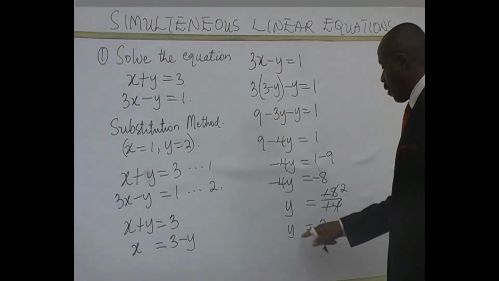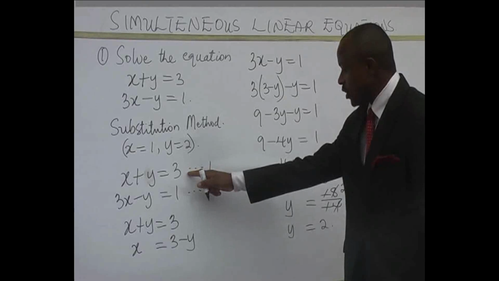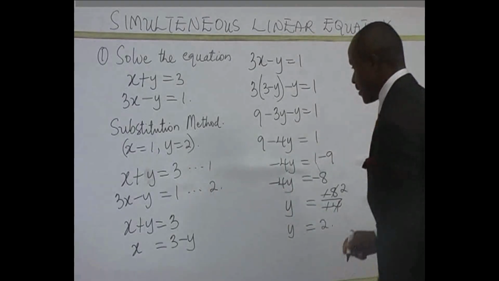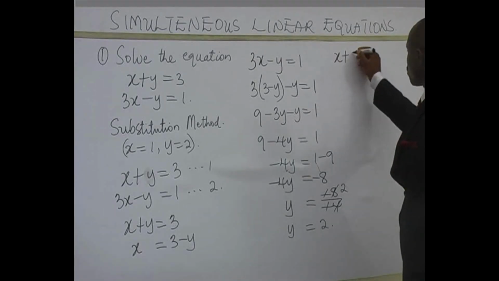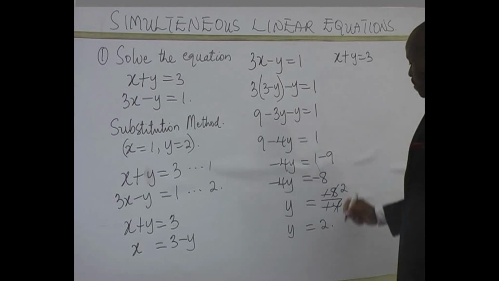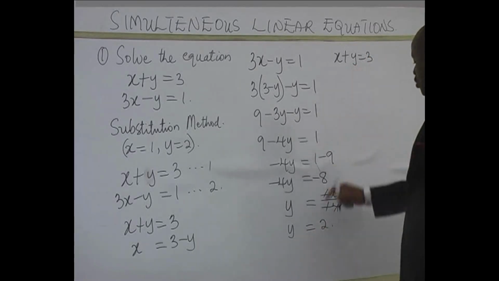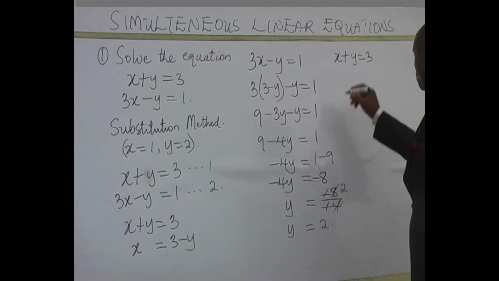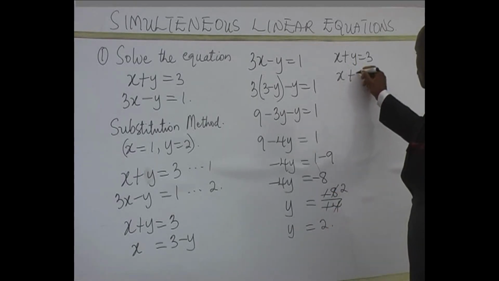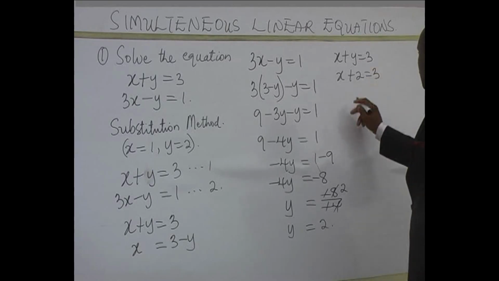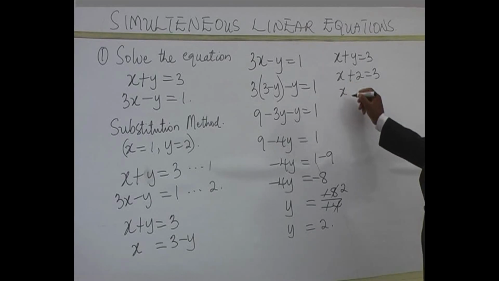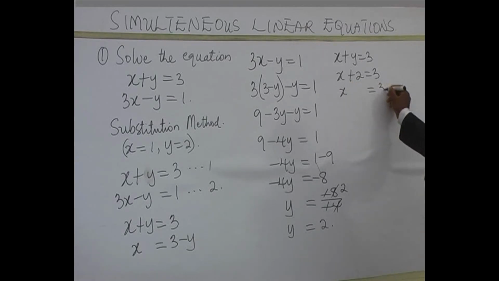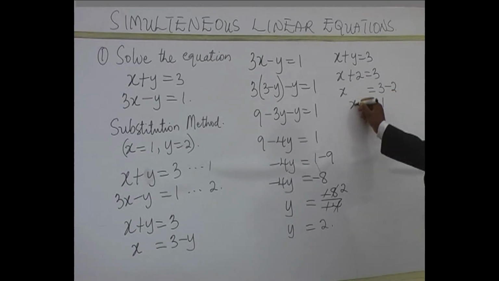Substitute the value 2 for y in any of the equations, either equation 1 or equation 2, so as to get the value of x. Let's pick equation 1. Equation 1 says that x plus y is equal to 3. But we have calculated that y is 2. That means wherever you see y, put 2. We are going to have x plus 2 is equal to 3. Subtract 2 from both sides so as to remove 2 from the left hand side. We are left with only x in the left hand side, and it's going to be equal to 3 minus 2. And 3 minus 2 is 1, which is the value of x.